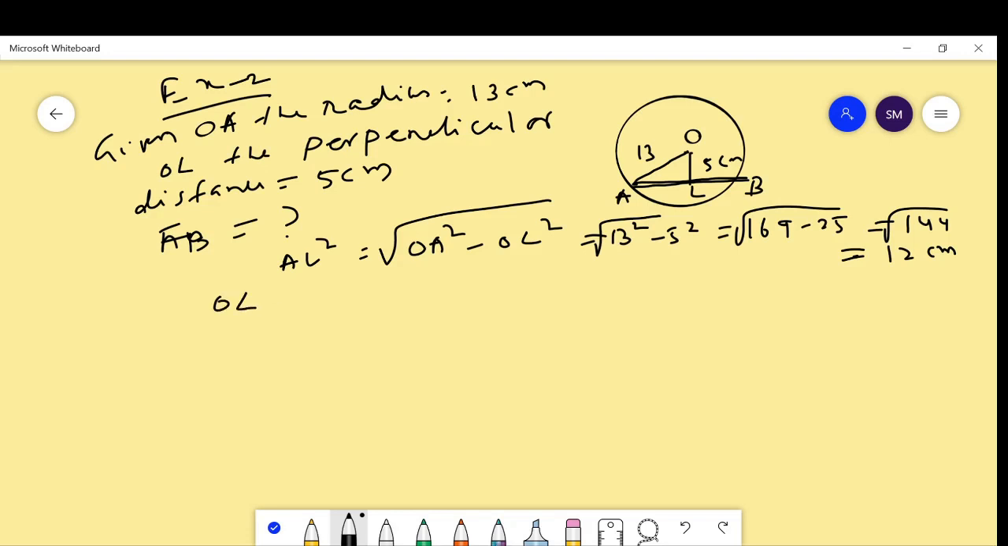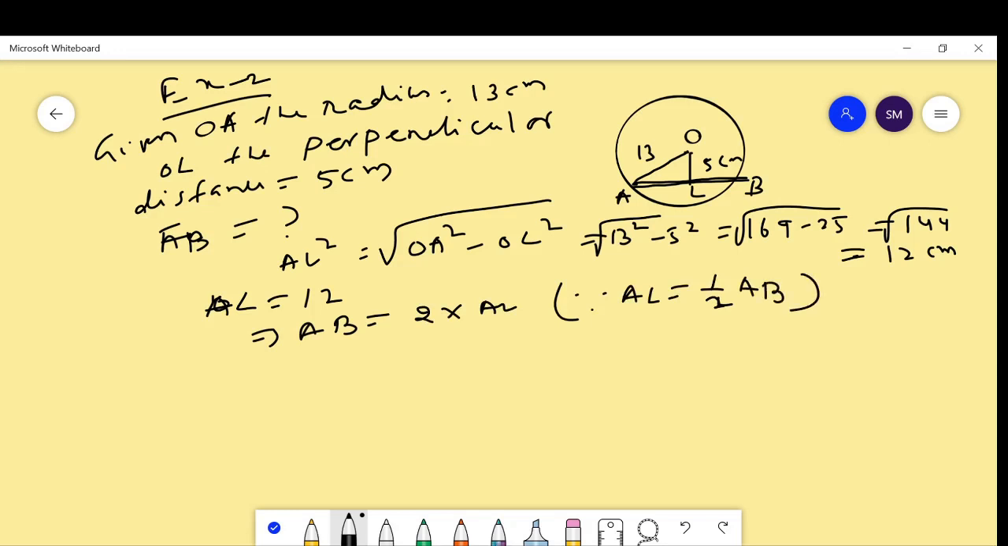Here AL is equal to 12 centimeter, which implies AB is equal to 2 into AL, since AL is equal to half of AB. As we know, the perpendicular from the center always bisects the chord. So AB is equal to 2 into 12, which is 24 centimeter. The length of the chord AB is 24 centimeter.